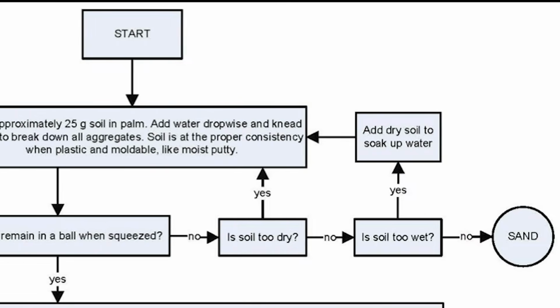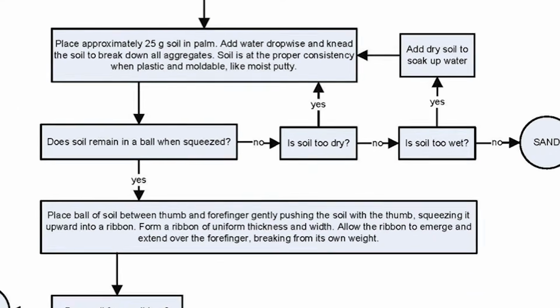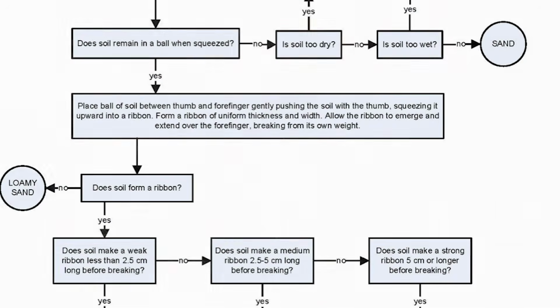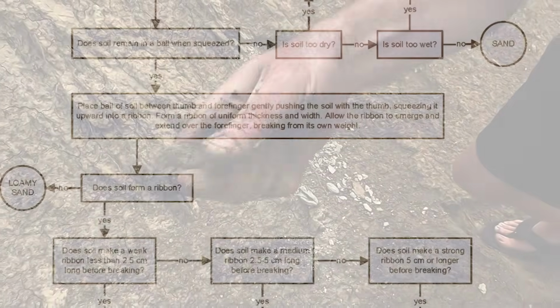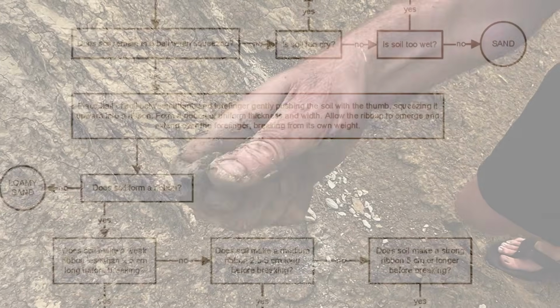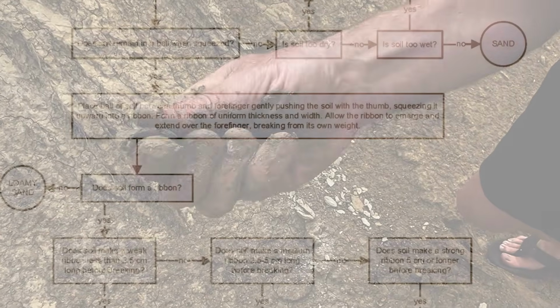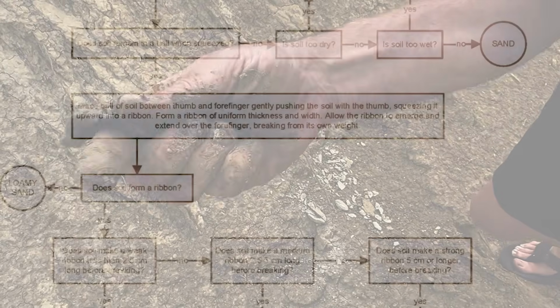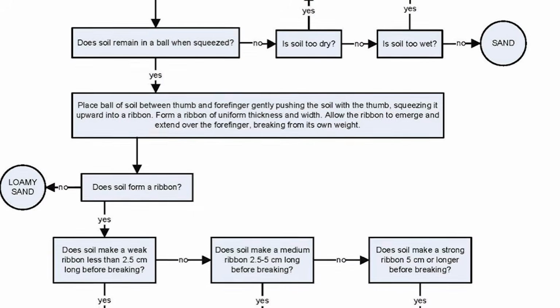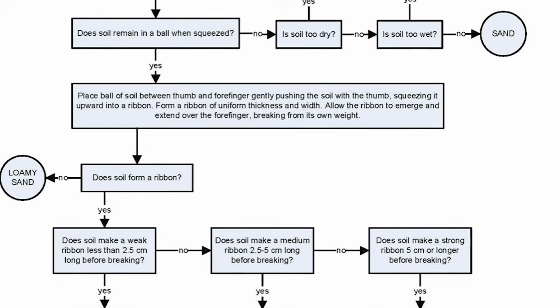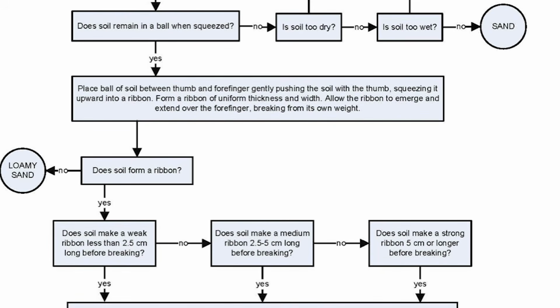Otherwise, you have a ball of soil which you then work between your thumb and forefinger to make a ribbon of soil of approximately equal width and thickness. If it falls from its own weight immediately as it gets over your finger, that's loamy sand. But if it extends, you see how far it extends. Using centimeters, our increments are 0, 2.5, and 5 as we go from 0 to 2.5 centimeters long, 2.5 to 5, and over 5 centimeters long. And as we get longer and longer ribbons, we are getting more and more clay in the soil.